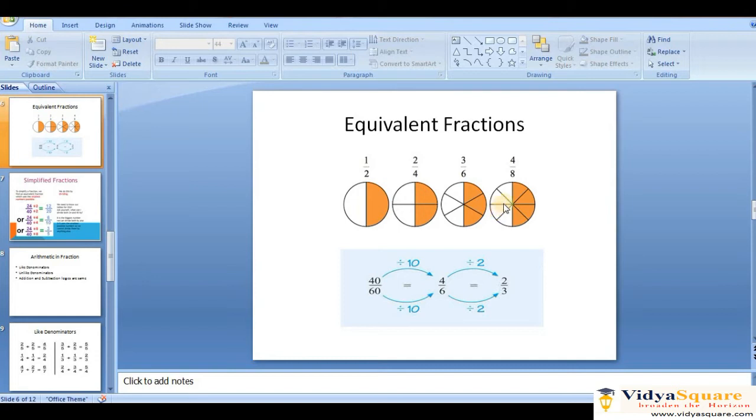That is, if you simplify these numbers, ultimately they all will result in 1 over 2. So these types of fractions which are equal by value are called equivalent fractions.